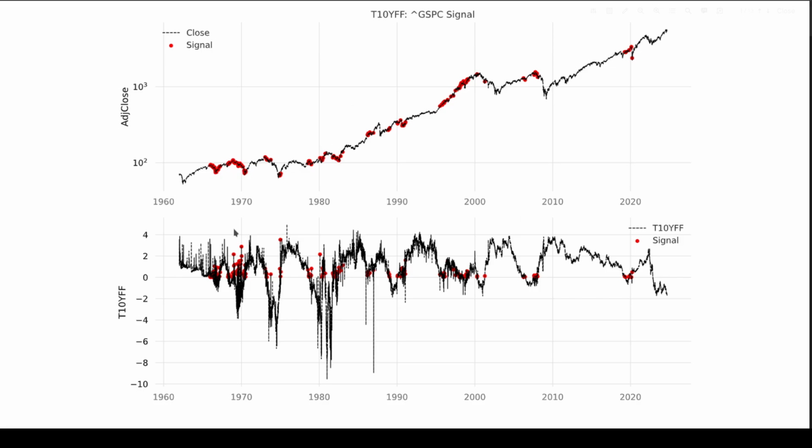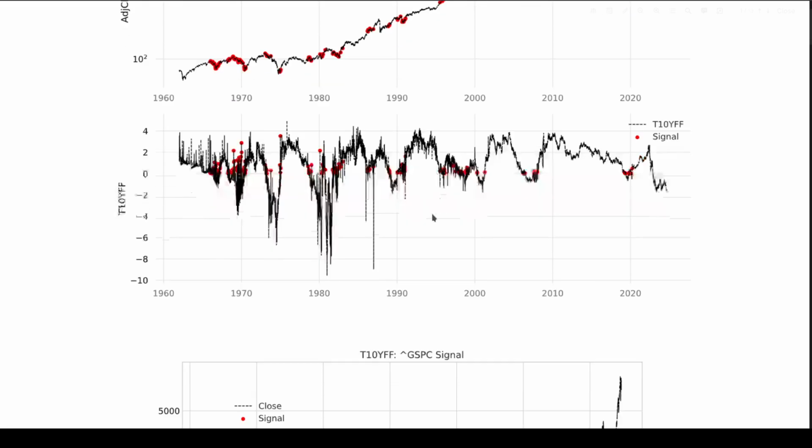But here, this is every single time the 10-year and federal fund spread went from a negative number to a positive number. So it was a negative number yesterday, and it's a positive number today. And we have, I think, 217 instances. The 60s were a pretty wild time. And you can see the 70s were also a pretty wild time. The 80s were a wild time, right?